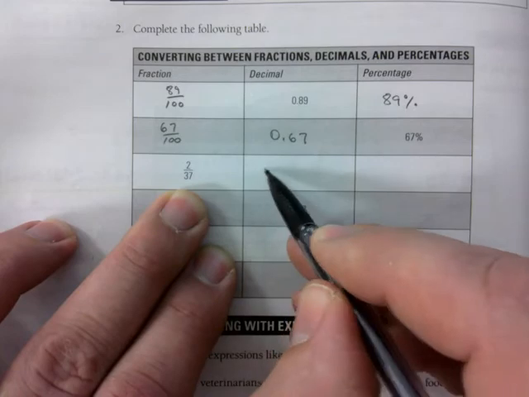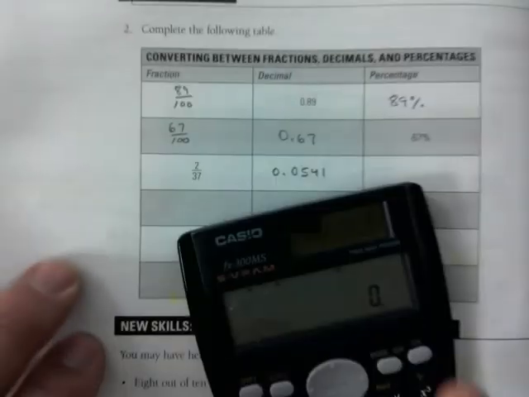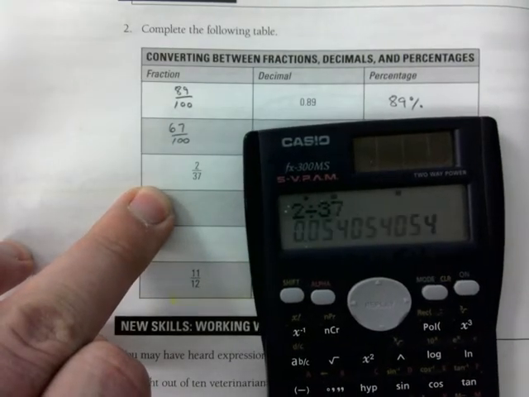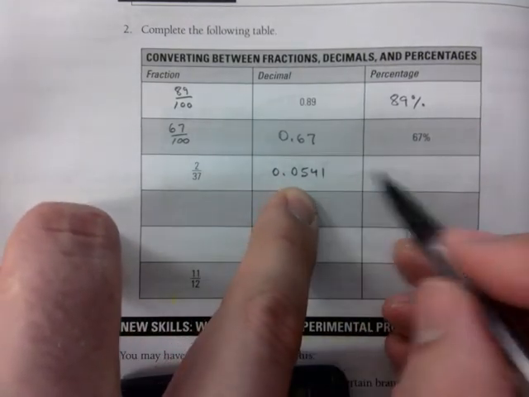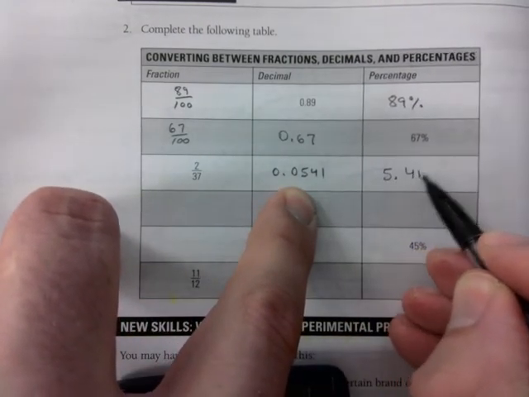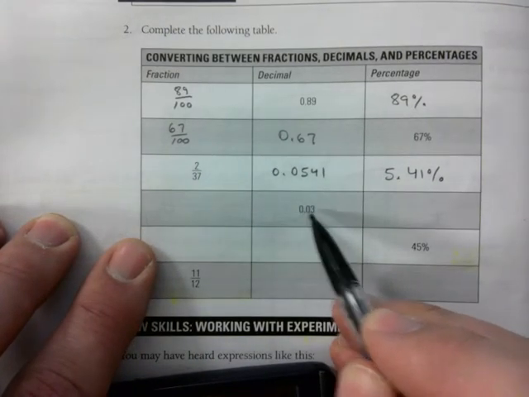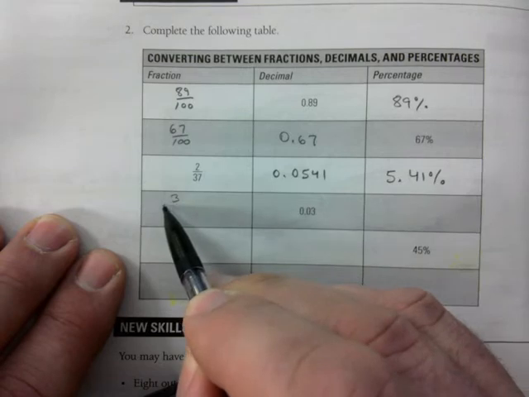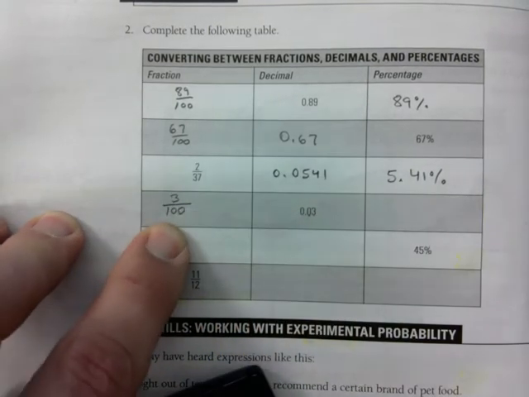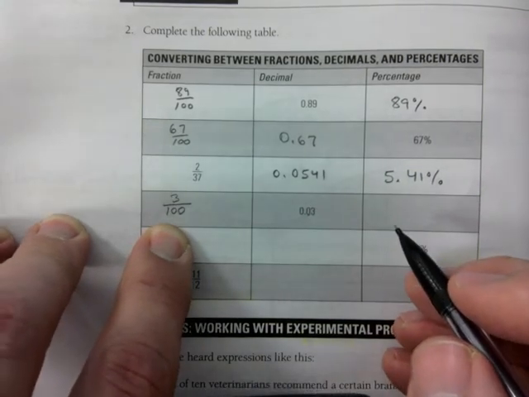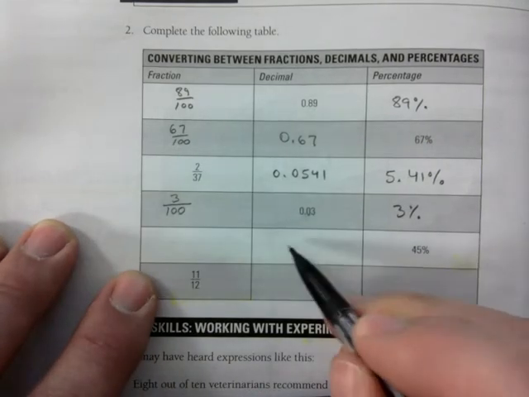2 out of 37, it would give you 0.0541. Watch that, right? It's a small number, so you have that 0 there. Don't drop it. Multiply that by 100, you get 5.41%. Okay. 0.03, I will go this way and I say 3 over, you count the decimals, right? So that's 100. 3 out of 100 is your fraction, and this would be 3% if you multiply that by 100 to get that.